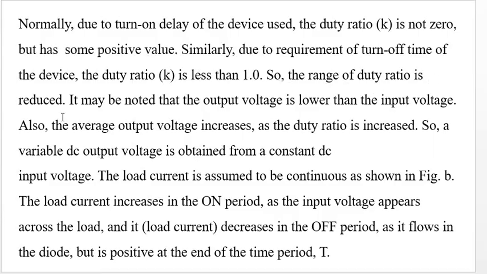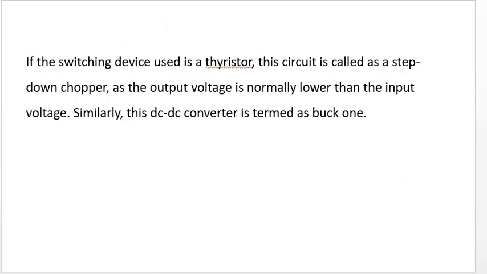The range of duty ratio is restricted, and the output voltage is always lower than the input voltage. As the output voltage increases, the duty ratio also increases. So a variable DC output voltage is obtained from a constant DC input voltage. The load current is assumed to be continuous. The load current increases in the on period, and the input voltage appears across the load. As the load current decreases in the off period, it flows through the diode, but it is positive at the end of time period T.